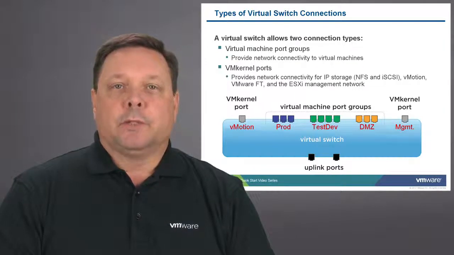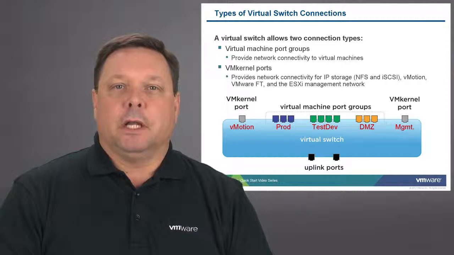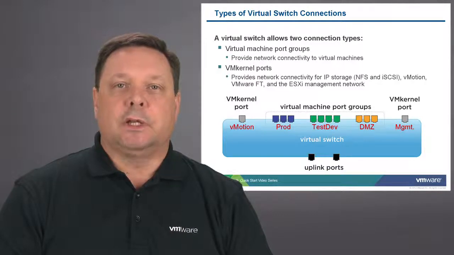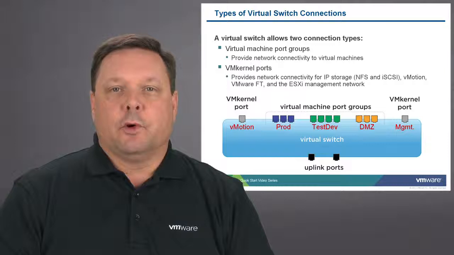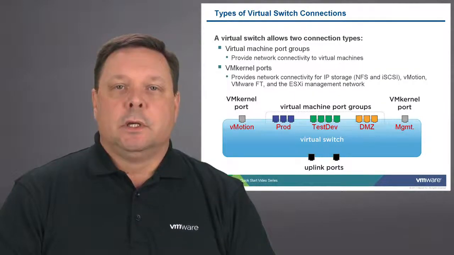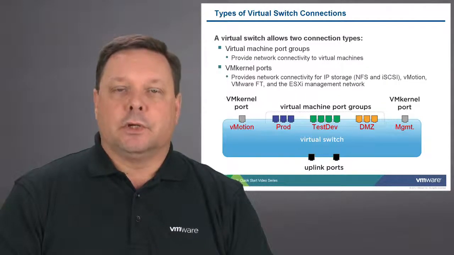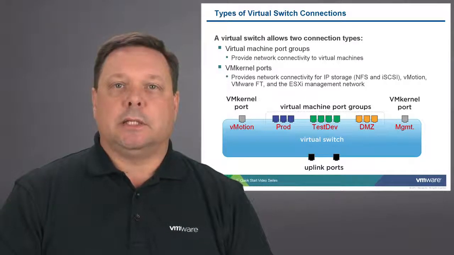Virtual machine port groups, on the other hand, also provide connectivity to virtual machines both externally as well as connectivity to other virtual machines within the vSphere infrastructure. At the bottom of the switch, of course, you see the uplink ports. Those are our physical connections via the network switch port technology that exists in the physical box to provide connectivity.